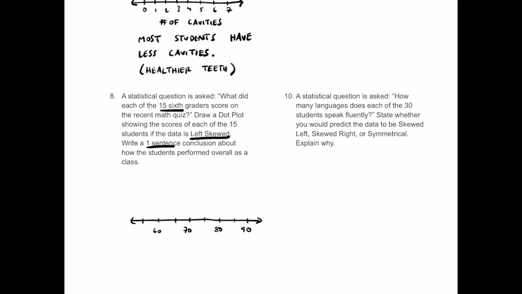Again, yours can be different. That's perfectly okay. And I'll put scores down here. These are going to be the scores for each of the students. And there's 15 of them, and it's supposed to be left skewed. So if it's left skewed, where's the data going to be? That means most of the data is going to be on the right side. So let's put 15 of these dots down. 1, 2, 3, 4, 5, 6, 7, 8, 9, 10, 11, 12, 13, 14, 15.